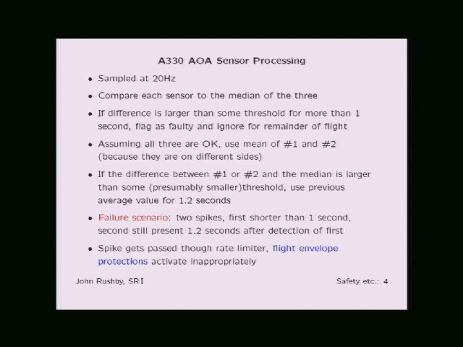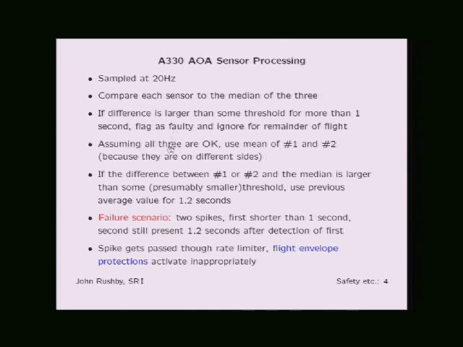Every 50 milliseconds, you would get 3 readings from the 3 sensors, compute the median of those 3 readings, compare each sensor to the median value, and compute the difference. If the difference was larger than a certain threshold, and that difference persisted for a duration of 1 second, with many readings taken over that second, then chances are that sensor is faulty because it's consistently giving you a reading which is off from the others. In that case, the protocol was to flag that sensor as faulty and ignore it for the rest of the flight. So effectively they would be flying with 2 sensors.